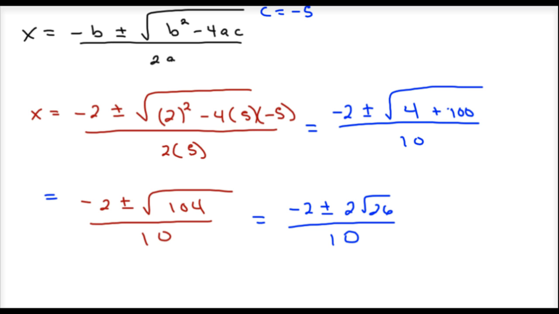One more quick little simplifying. You have 3 terms. If all 3 of these terms have something in common, then reduce. 2, 2, and 10 all have a 2 in common. So if I divide each one of these by 2, I get negative 1 plus or minus 1 radical 26, or just radical 26, over 5.